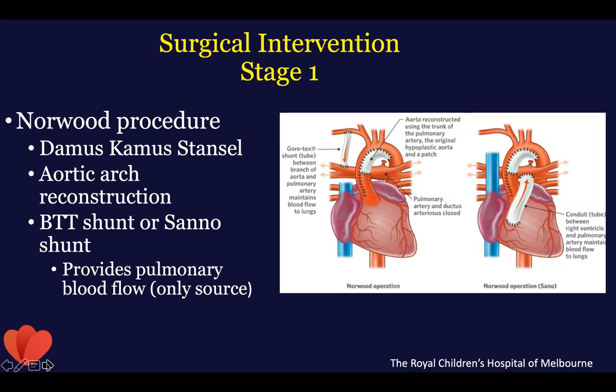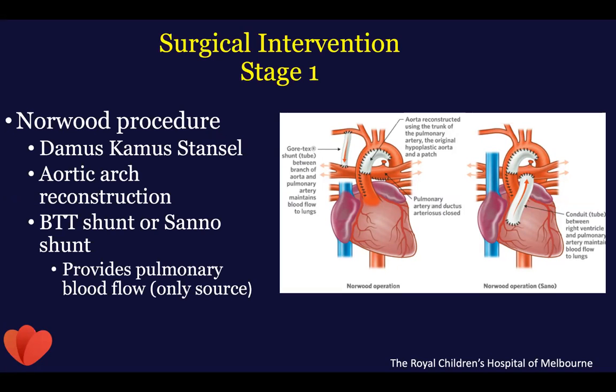So a Norwood procedure is the first stage. A Damus-Kaye-Stansel or DKS can be performed by combining the aorta and the pulmonary artery. So that gives you your systemic outflow. Then the aortic arch is repaired via a patch, and then a BT shunt or a Sano shunt is added to give pulmonary blood flow, depending on which surgical hospital you're at, what your surgeon's preferences or the patient's anatomy determines that.